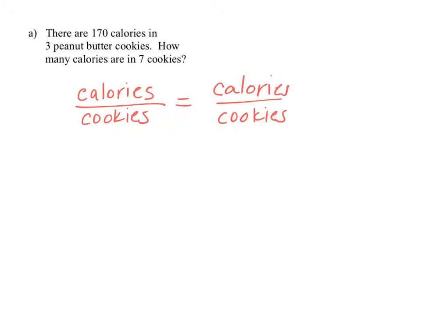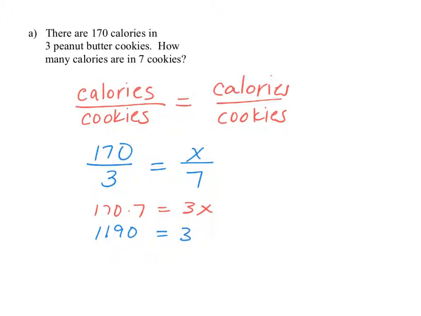So first, we're given that there are 170 calories in 3 cookies. So on the left side, our fraction is 170 over 3. And that should equal the number of calories that are in 7 cookies. So on the right side, we get equals x over 7. So this proportion can be solved to find x, the number of calories in 7 cookies. By cross-multiplying, we see that we get 170 times 7 is equal to 3x. And 170 times 7 is 1,190, which is equal to 3x.